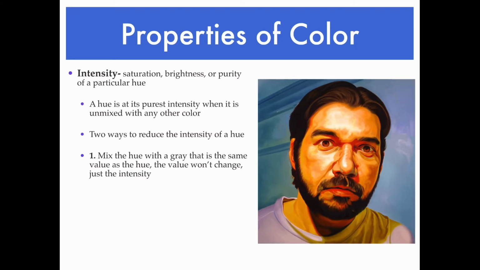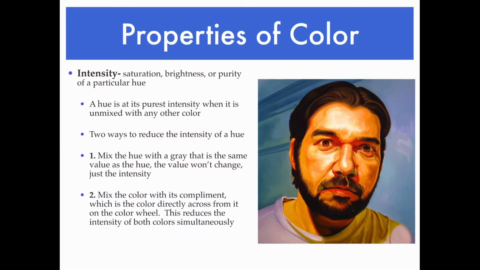Those of you that are working at home from cyber, you may not have a gray in the packets. If you're able to come to school, then I can provide you with different grays that you can use to reduce the intensity. A second way that you can reduce the intensity of a color if it's too bright and you need to kind of dilute that down is you can mix that color with its complement. So a complementary color is one that is opposite of the original color on the color wheel. When you combine a color with its complement, it reduces the intensity of both colors simultaneously. So opposite colors would be red and green, orange and blue, purple and yellow.